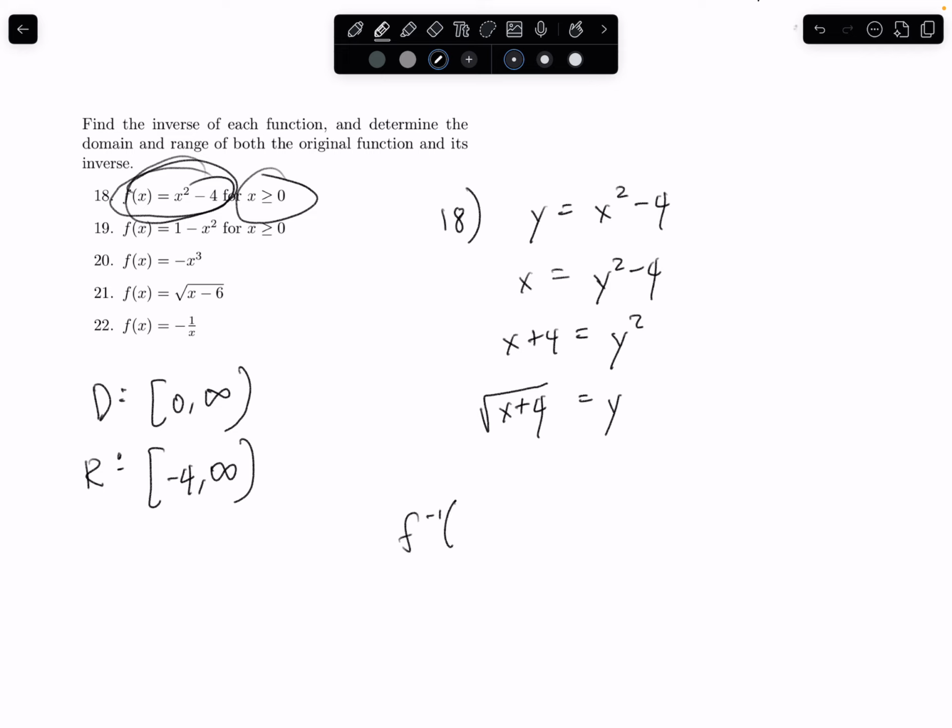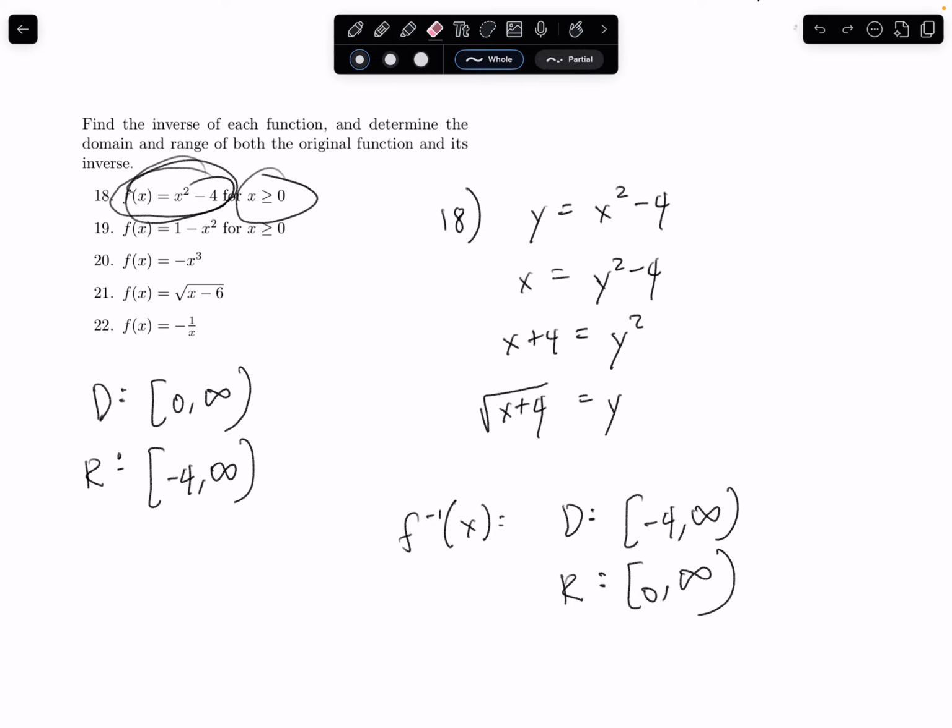So for the inverse, the domain is negative 4 to infinity. And look, that matches, because it's got to be bigger than or equal to negative 4 for this to make sense, right? Take a square root. And what about the range? It's 0 to infinity. I can get 0 and I can get anything higher than that. So yeah, perfect. Beautiful. That's it. Number 18 done.